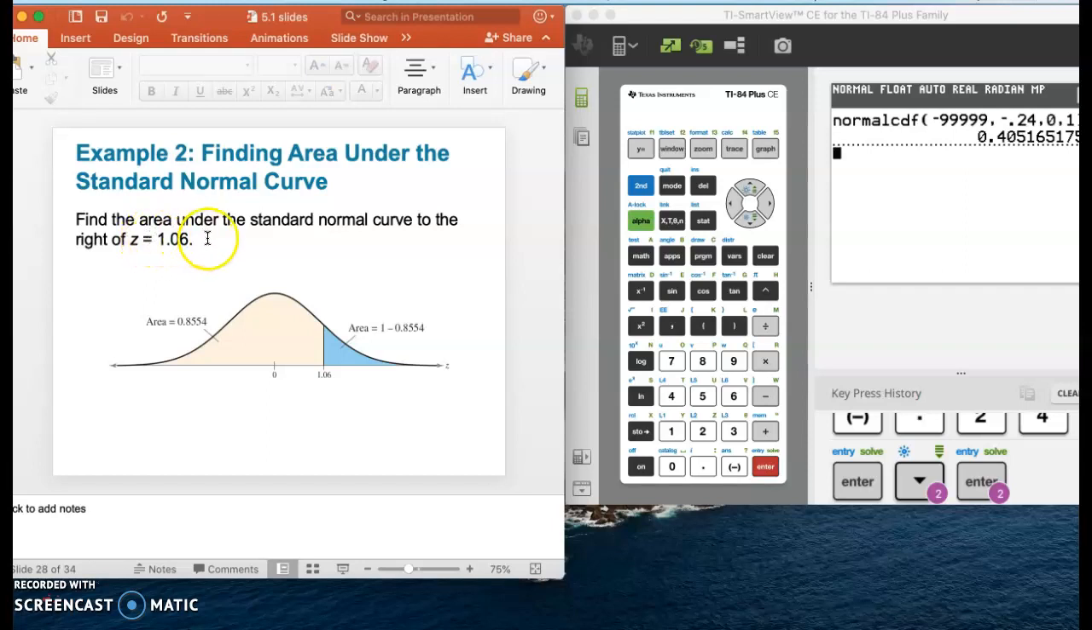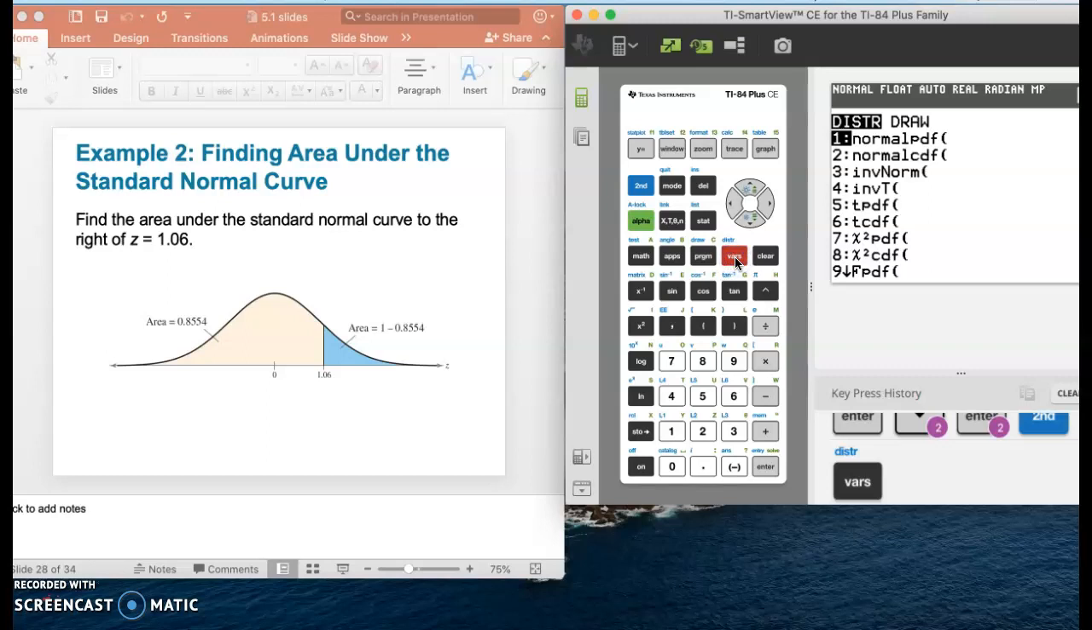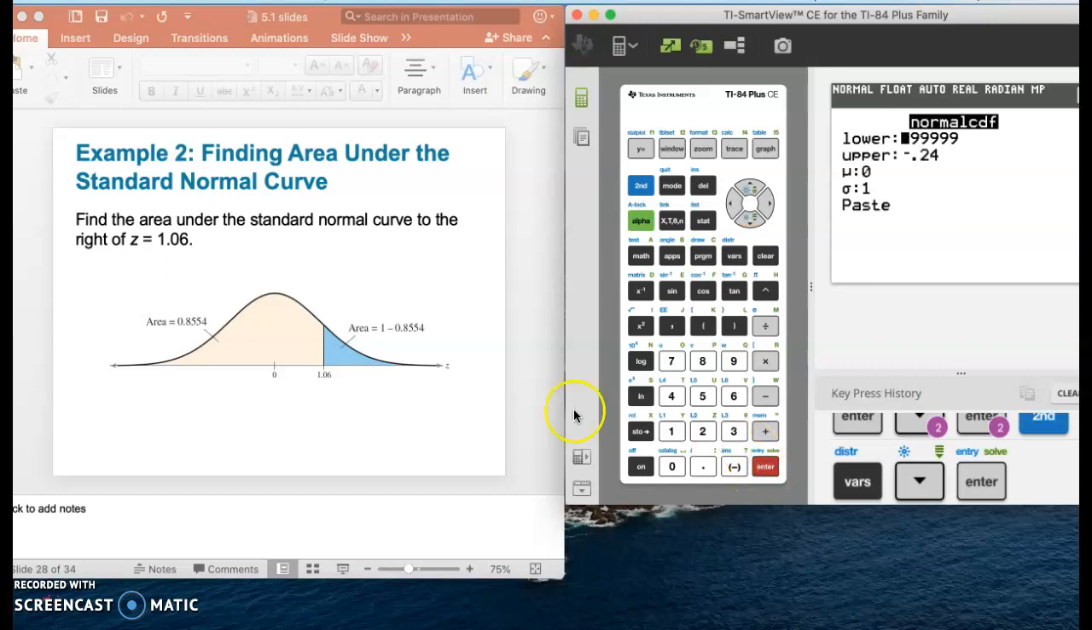Okay, let's do another example. We want to find the area under the standard normal curve to the right of z equals 1.06. Okay, so now we already have our curve. We're trying to find what this area is in blue. So we're going to go back over to our TI-84 calculator, press second and then vars to get to normal CDF. We're going to arrow down to normal CDF and press enter. This time, the lower bound of the area that I've shaded is 1.06.